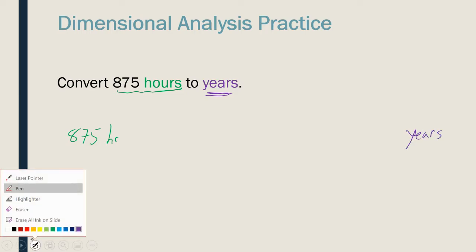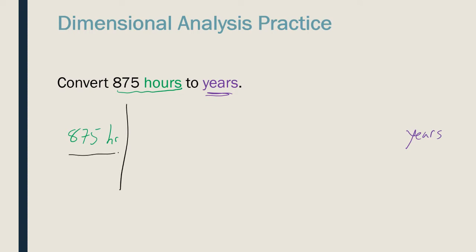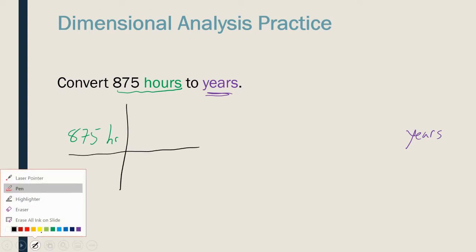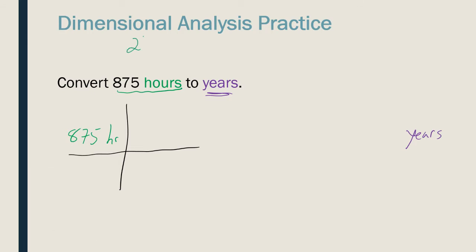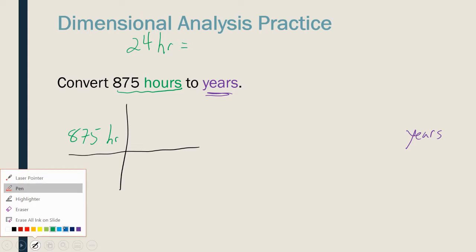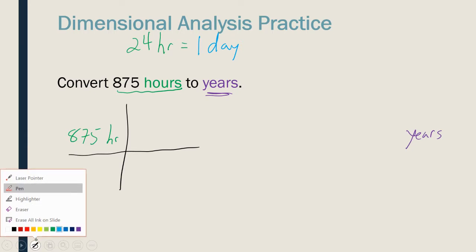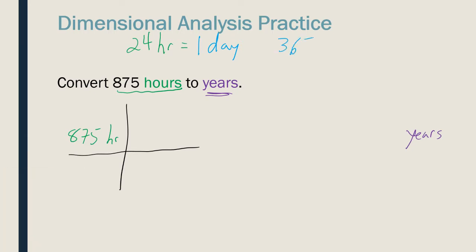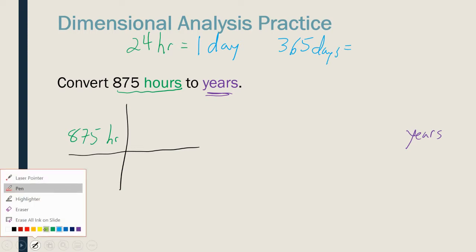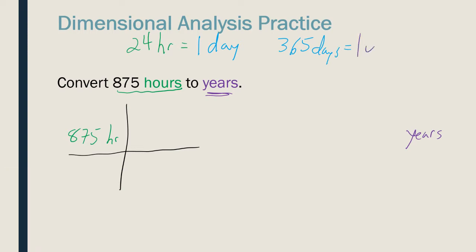And in order to do this, what we want to do is have some conversions for this to happen. Now, here are the conversions we know. We know that there are 24 hours in a day. All right. And then we also know that there are 365 days in a year. So even though you kind of do this in your head when you're doing this, it's important that you kind of use this method to figure this out.